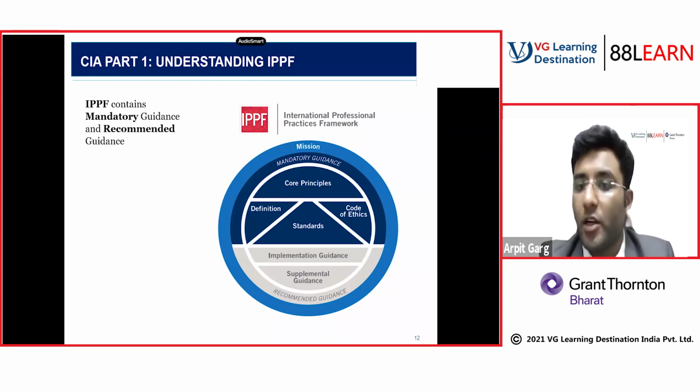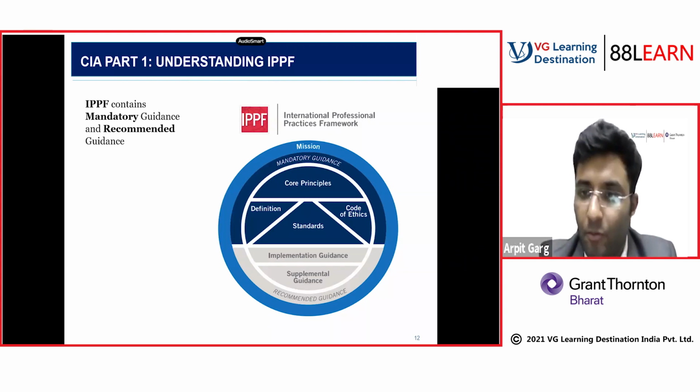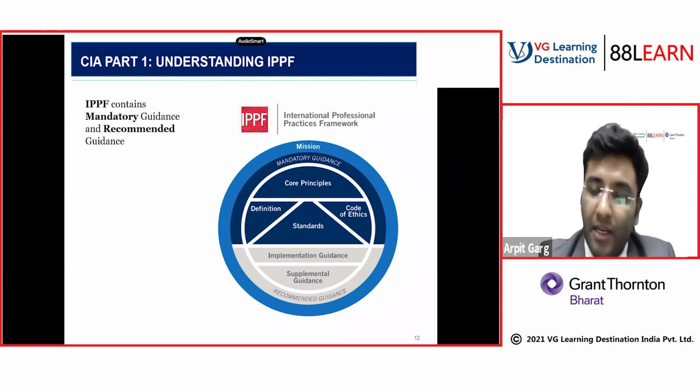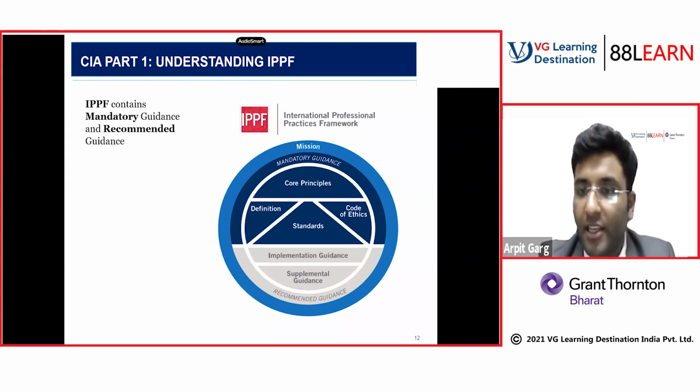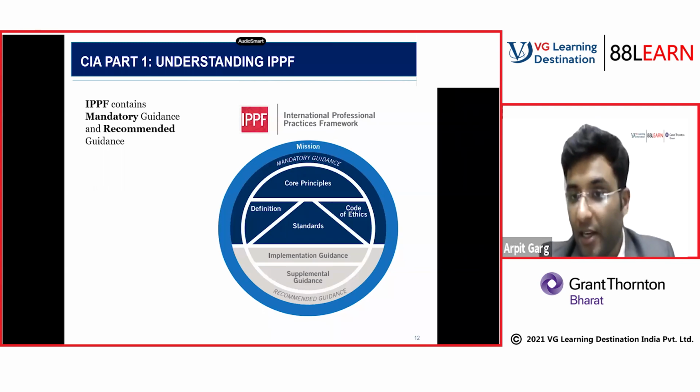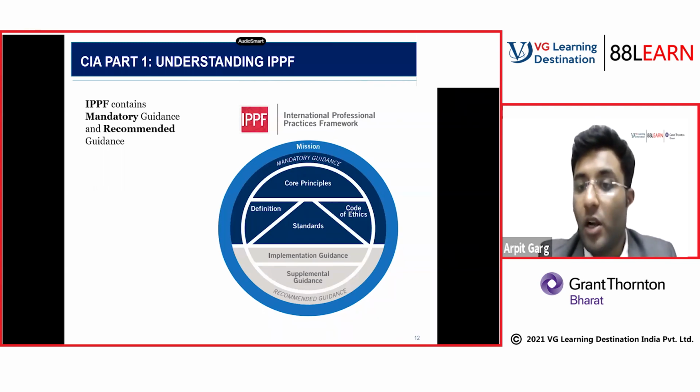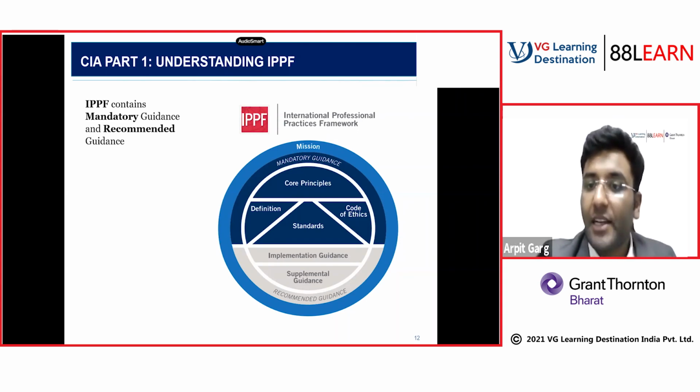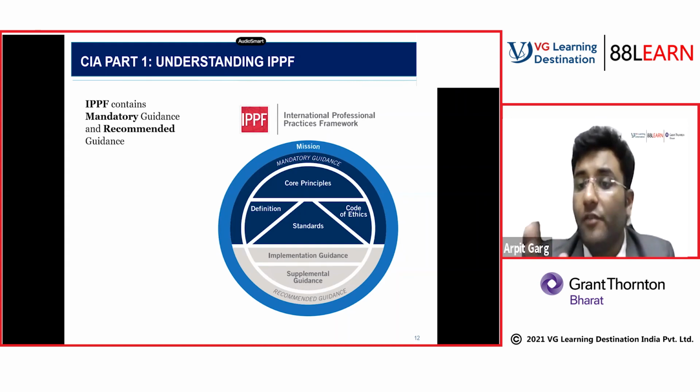It's very, very important from the examination point of view. And then we have the recommended guidance, under which we have two important things: implementation guidance and supplemental guidance. I hope we are clear with what is there in mandatory guidance and what is there in recommended guidance. Before we jump into the core principles, definition, and code of ethics, I want to first give you an overview of the standards, which is very, very important.